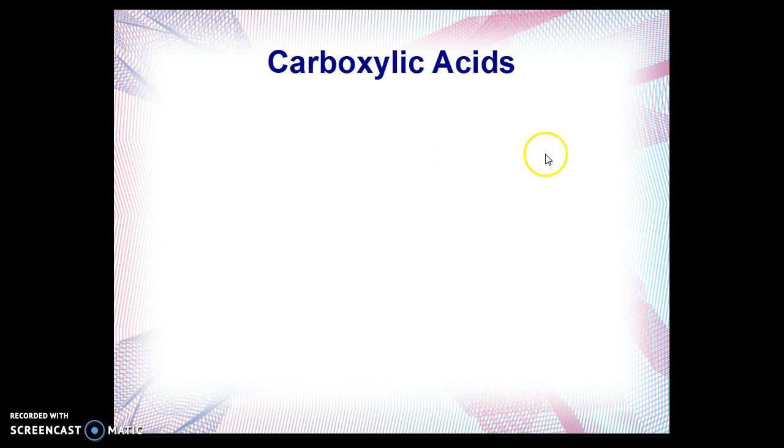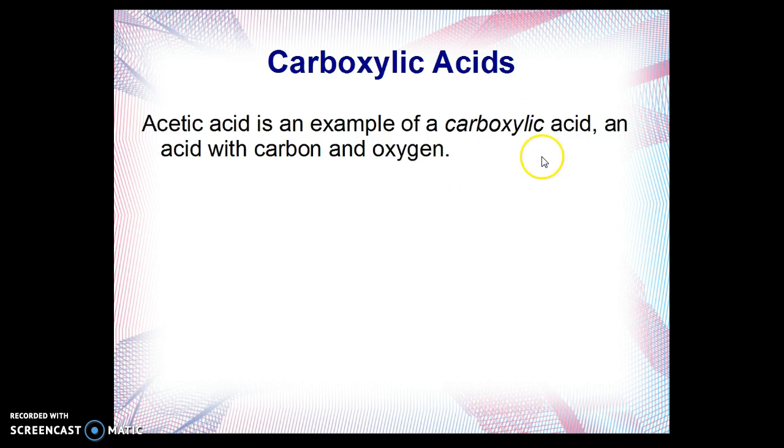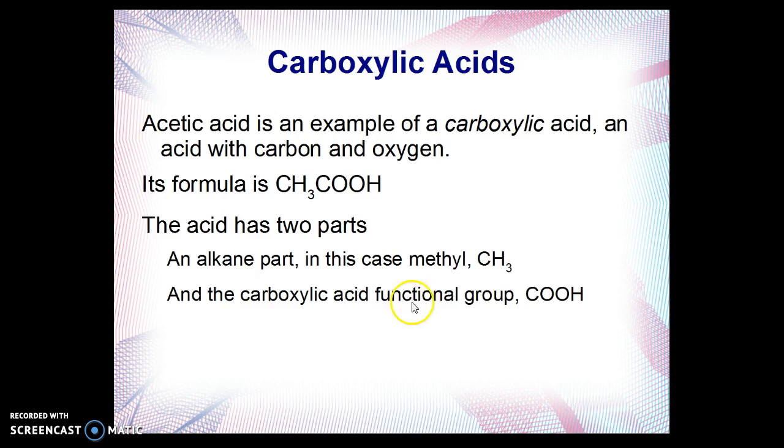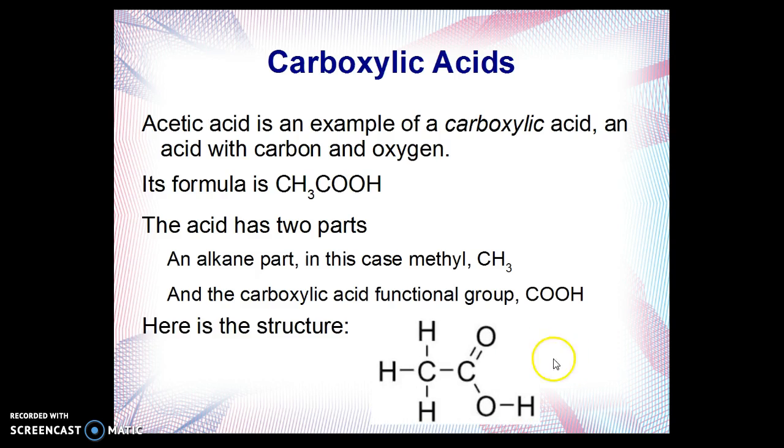Now let's look at the carboxylic acids, like acetic acid. They are acids with carbon and oxygen. Acetic, again, is CH3COOH. The acid has 2 parts. The alkane part, in this case the methyl group, and the carboxylic acid functional group, which is C with a double bond to an O, and then an OH. Here's the structure. The methyl and C with a double bond to O, and then the OH. And this hydrogen is the one that comes off as an acid.